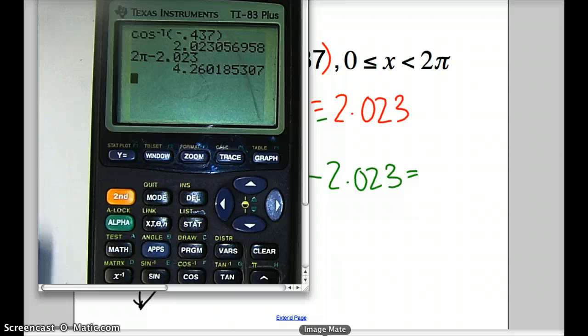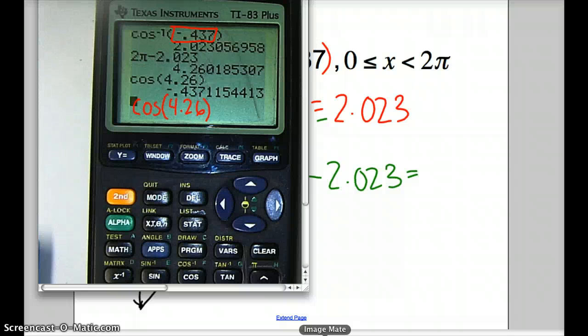Now, if you're not fully convinced that this is the solution, what we're going to do now is plug in and ask the calculator, okay, what is the cosine of 4.26? Now, once again, I'm rounding, so it may not be exact, but remember, it should give me the same cosine as my original problem. It should be approximately negative 0.437. So cosine of 4.26, and I get negative 0.437. So it's a simple way to check your answer.